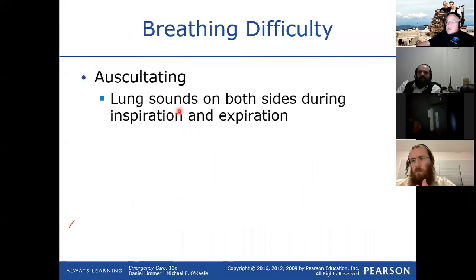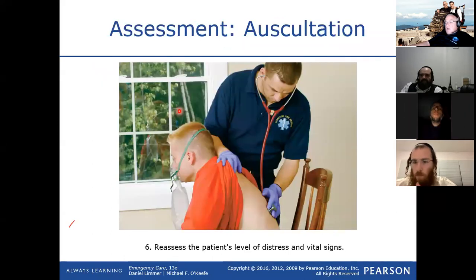Okay, the term auscultating means listening. So when we're talking about auscultating for lung sounds, it means we're taking our stethoscope and listening. I'll show you the different spots that you would listen on, and we're going to listen both on inspiration and expiration. Now, a couple things.